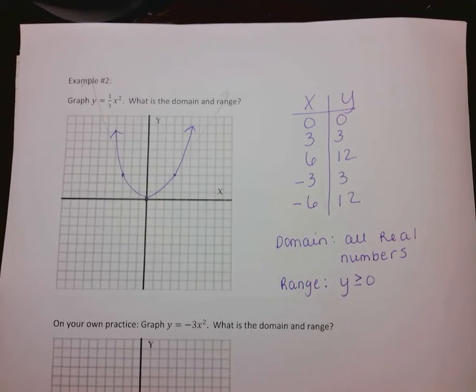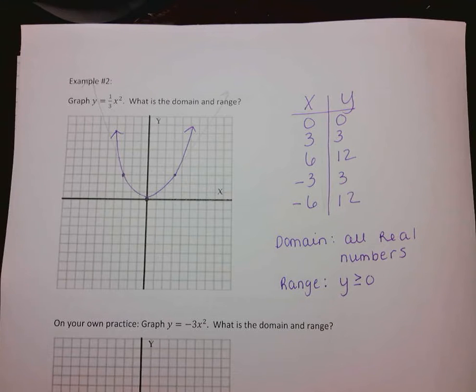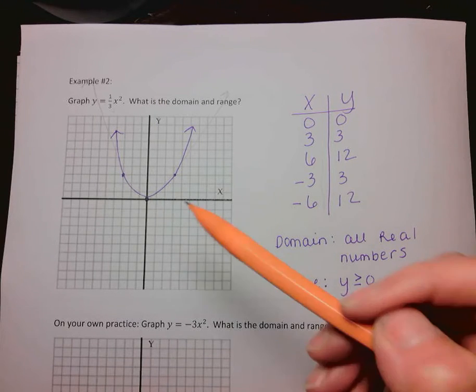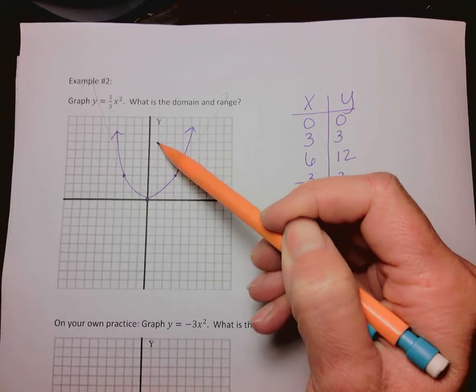So it would eventually hit all possible values for x. This graph would eventually cover all values of x. So the domain is going to be all real numbers. The range, however, is y is greater than or equal to 0, because all of the possible values of y for this function are going to be greater than or equal to 0.